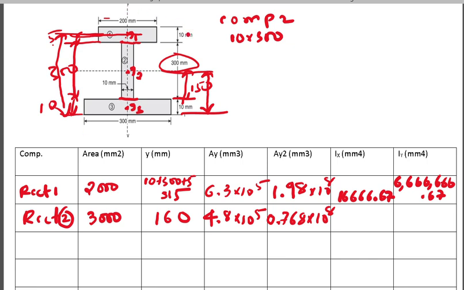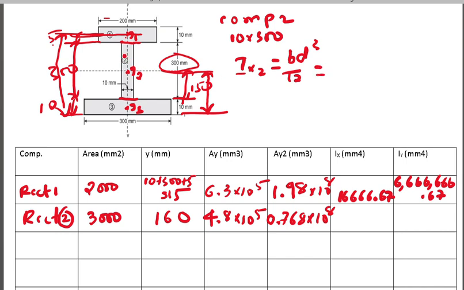Now, how to calculate the value of Ix2 and Iy2? See here, Ix2. What is the formula for Ix? It is bd cube divided by 12.